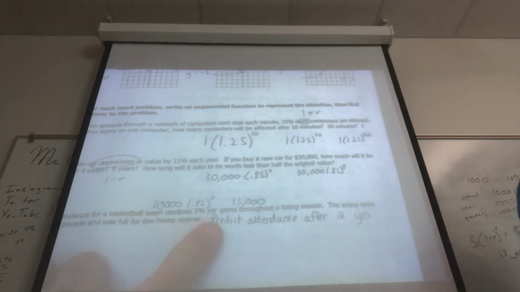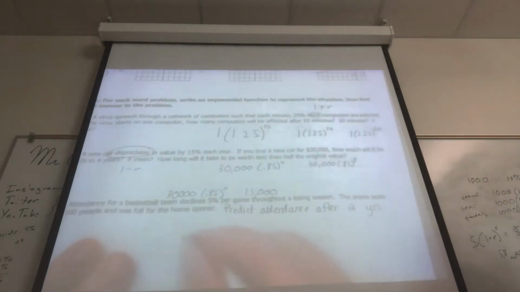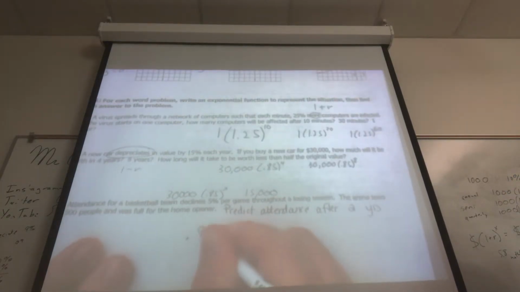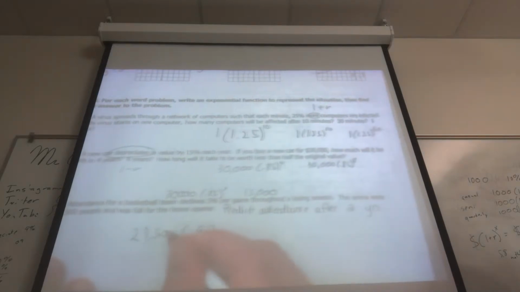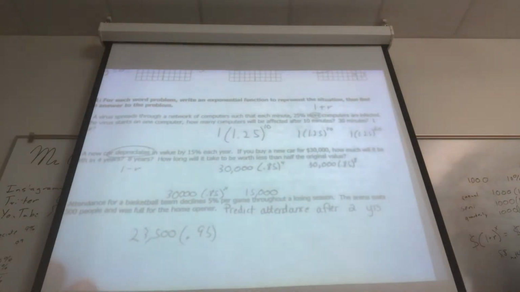Attendance for the basketball team declines 5% per game. That means that's going to be 0.95. The arena seats 23,500, and was full for the home opener. Predict the attendance after 2 years.